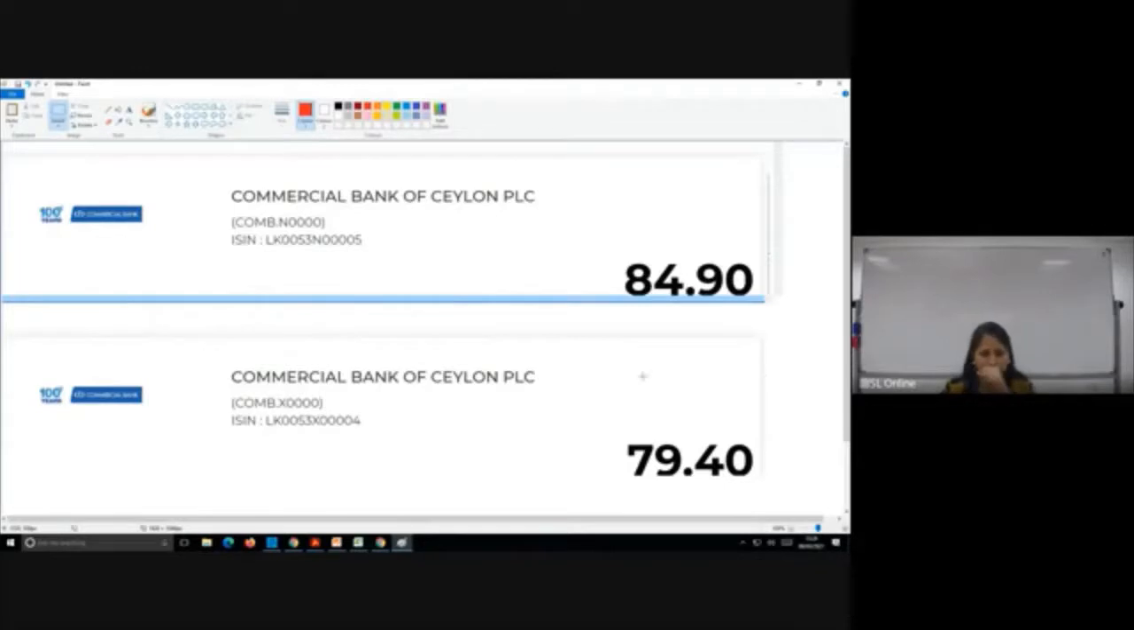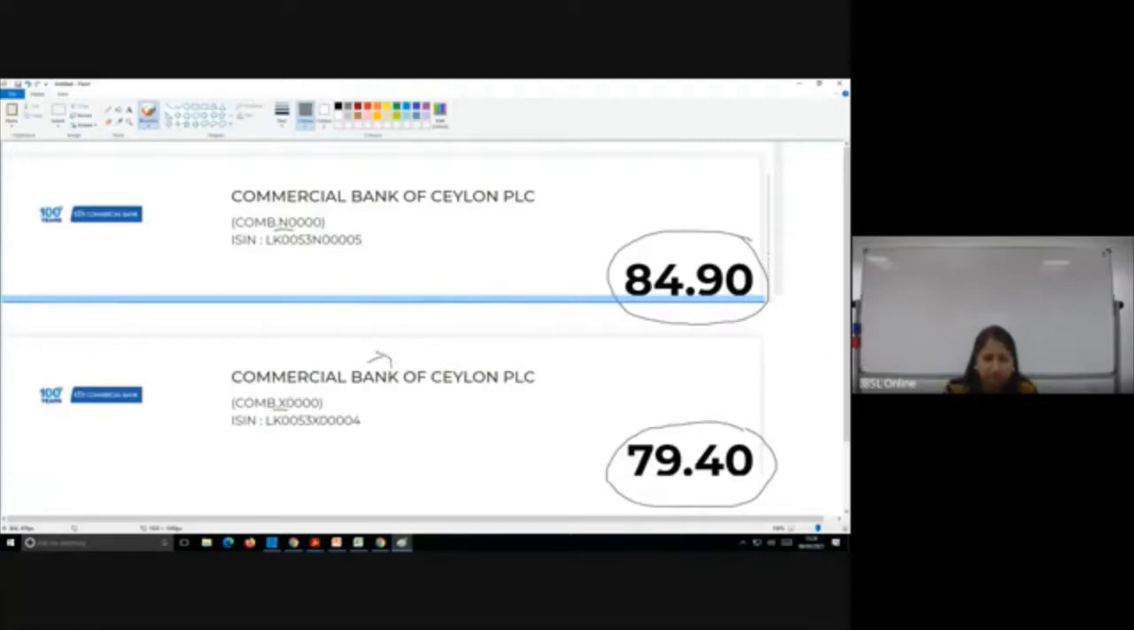Okay. Now can you see that here it is .N, .X, and can you see that the share prices of these companies are different? One share has a higher price than the other. Now we saw .N is the voting ordinary share. You have the ownership and you have the voting. But .X means it's the non-voting share.